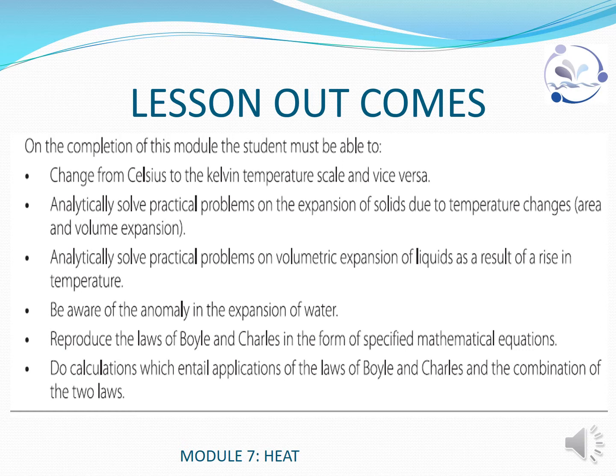Lesson outcomes. This is a very important section because it tells you what you should know at the end of the lesson, and what is important. On completion of this module, the student must be able to change from Celsius to Kelvins and Kelvins to Celsius, vice versa. Analytically solve practical problems on the expansion of solids due to temperature changes, area and volume expansion.